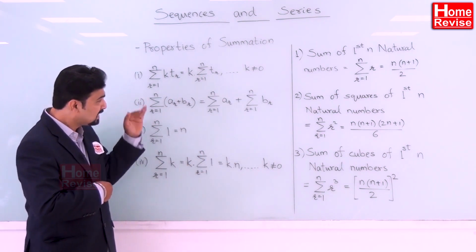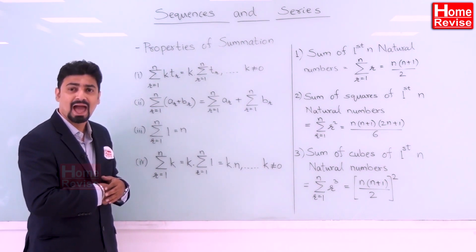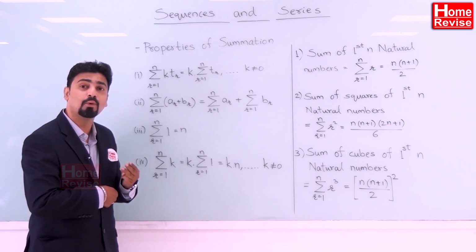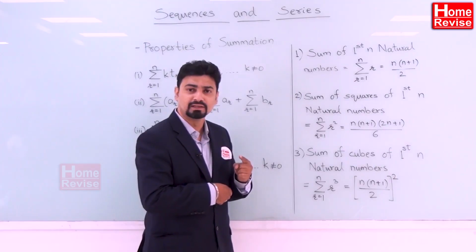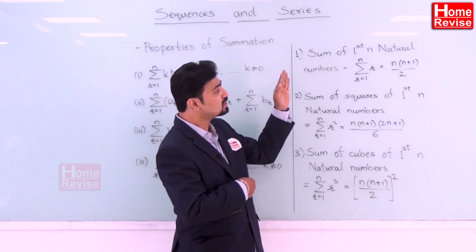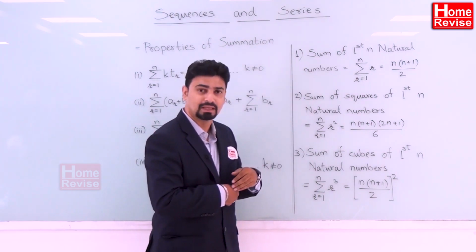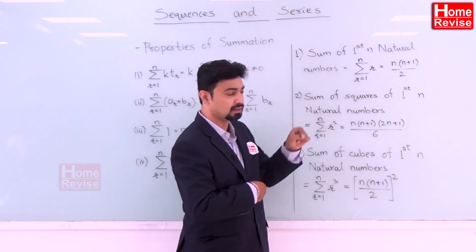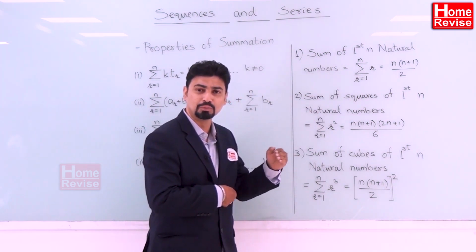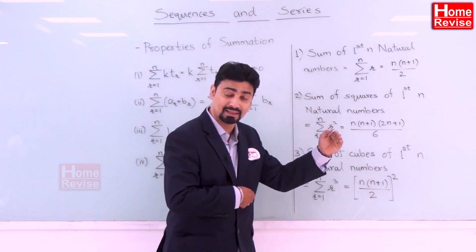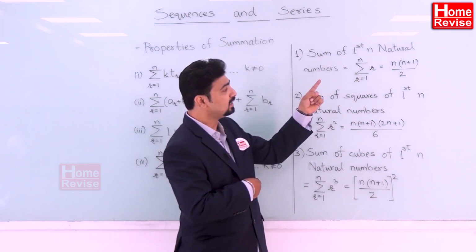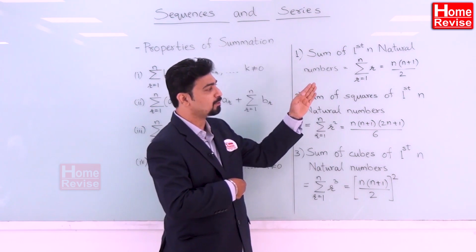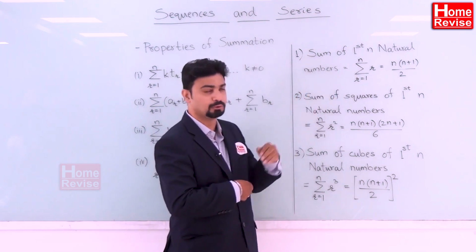Now, from these properties of summation and from the basic definition of summation, we have derived three important results. The first result is summation of the first n natural numbers, given by summation r equal to 1 to n of r, which is 1 plus 2 plus 3 plus 4 plus so on till n, is nothing but n into (n plus 1) by 2. So, the sum of the first n natural numbers is given by n into (n plus 1) by 2.